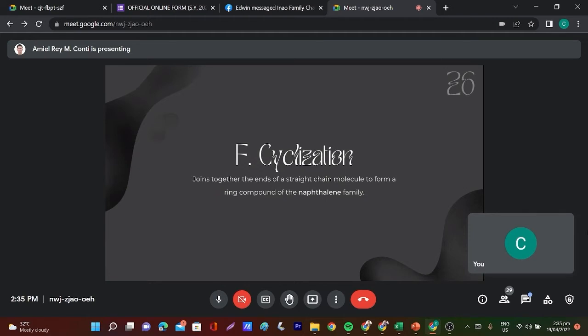Cyclization brings together the end of a chain molecule to form a ring compound of the naphthalene family. As it said sa name, cyclization, nagsicycle yun, kaya nagpo-form siya ng ring. Aromatization. Join together the ends of a straight chain molecule to form a ring compound of the aromatic family. It's very simple lang din siya. Nag-join together lang yung ends of straight chain molecules para makagawa ng ring compound.